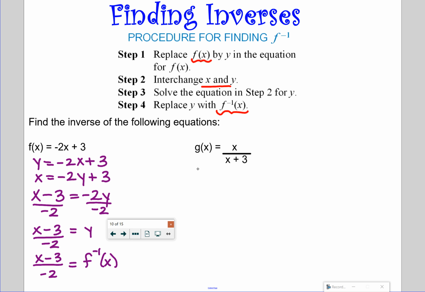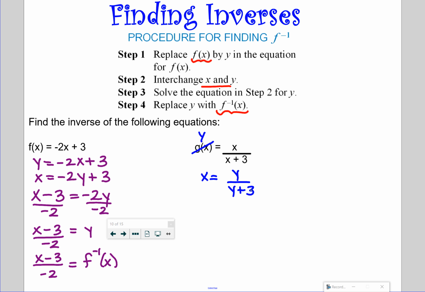Here we have function g. So the first thing I'm going to do is I'm just going to replace that with a y. I'm not going to rewrite the whole thing. We'll just say y equals x over x plus 3. And now I'm going to switch my x and y. So x equals y over y plus 3.